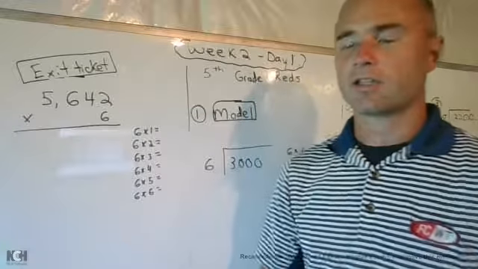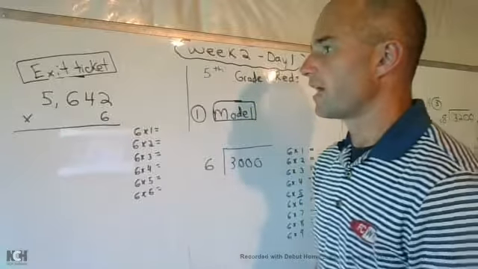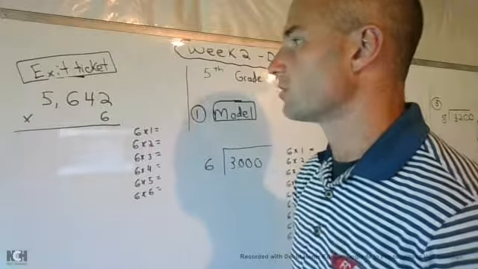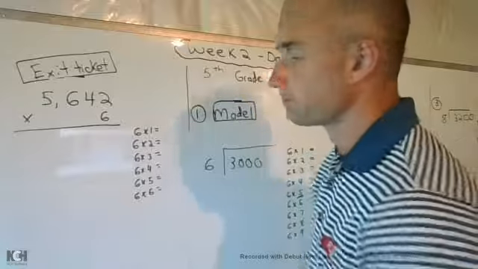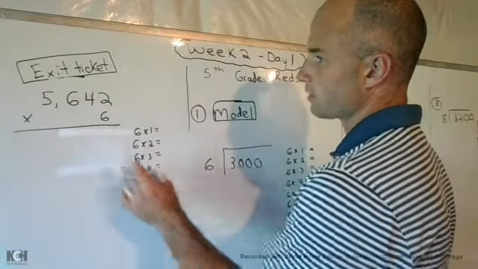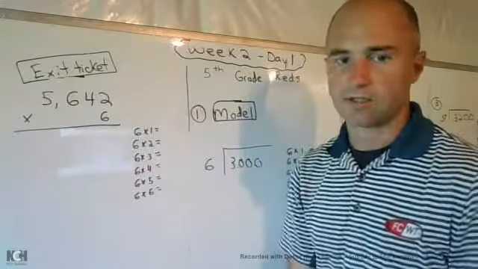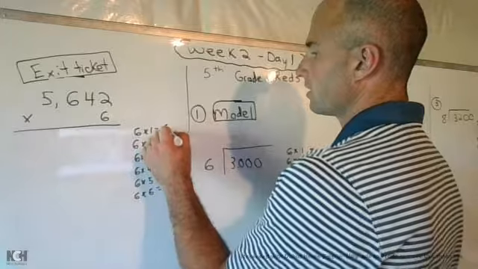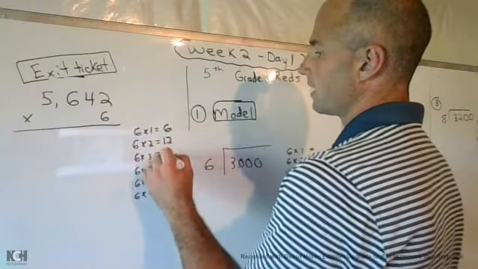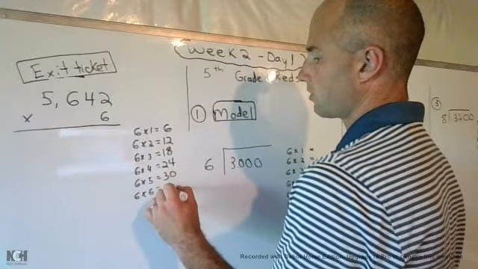So let's go over it. Yes, last week's day 3's exit ticket, which was 5,642 times 6. Here's my 6 times tables, all the way up to 6 times 6, because I see that's the highest factors I need to know, the products of 6, 12, 18, 24, 30, 36.